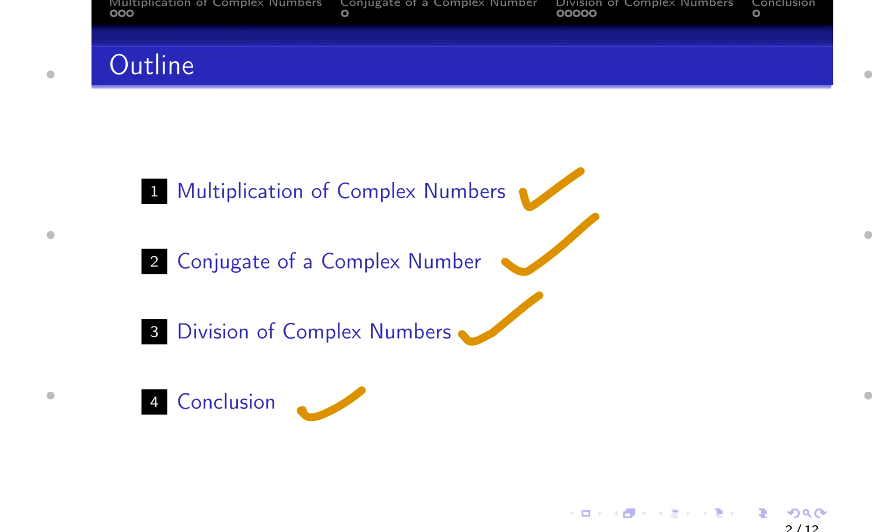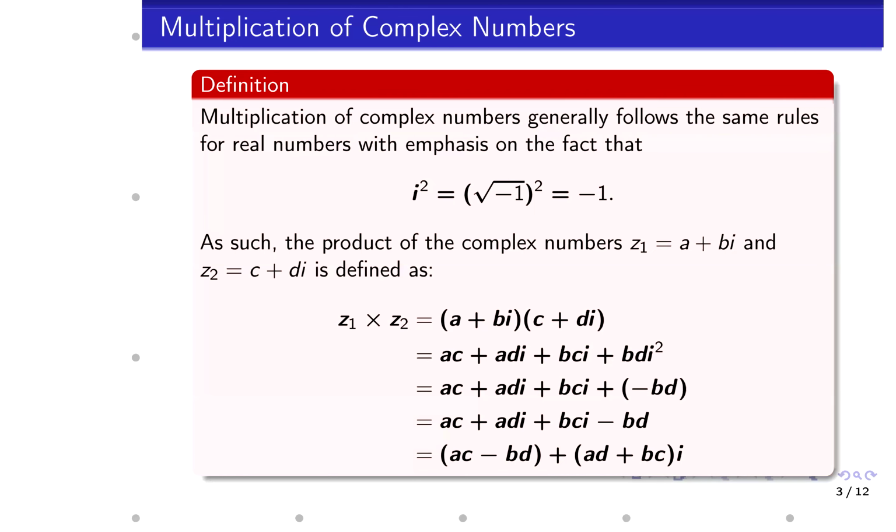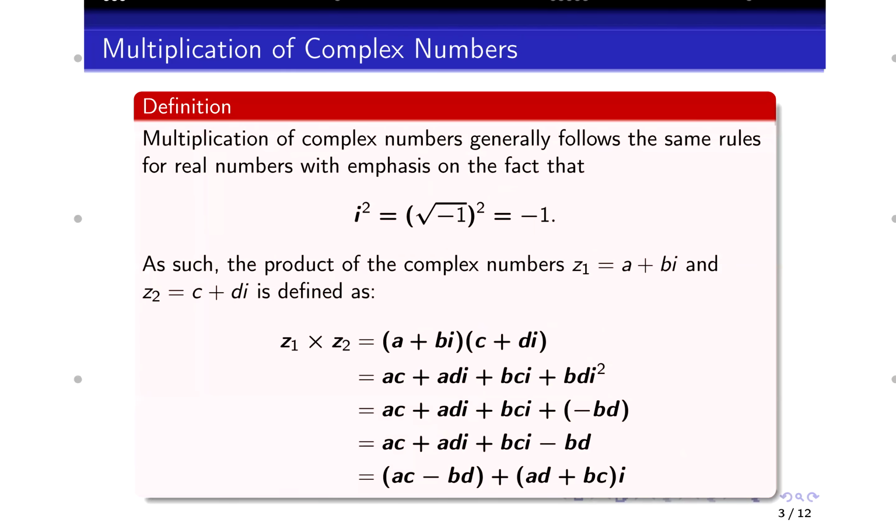So talking about multiplication of complex numbers, it basically follows something close to what we have in real numbers. So multiplication of complex numbers generally follows the same rules for real numbers, with emphasis on the fact that i squared is the square root of -1 squared. We already know that i is the imaginary unit when we introduced the idea of complex numbers in the first video on complex numbers.